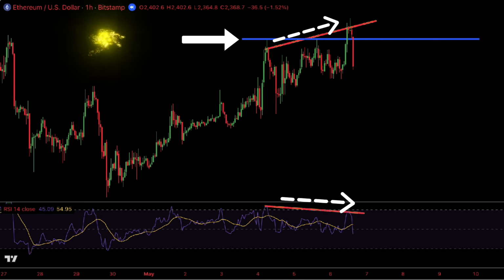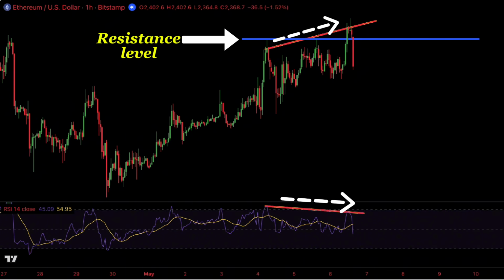Now, look at the resistance level. Price briefly breaks above the resistance, but quickly falls back below it. This is a classic liquidity sweep, where the market traps breakout buyers before reversing in the opposite direction. At this point, we have two strong reversal signals: a bearish RSI divergence that warns us the trend is losing momentum, followed by a liquidity sweep that confirms the reversal.